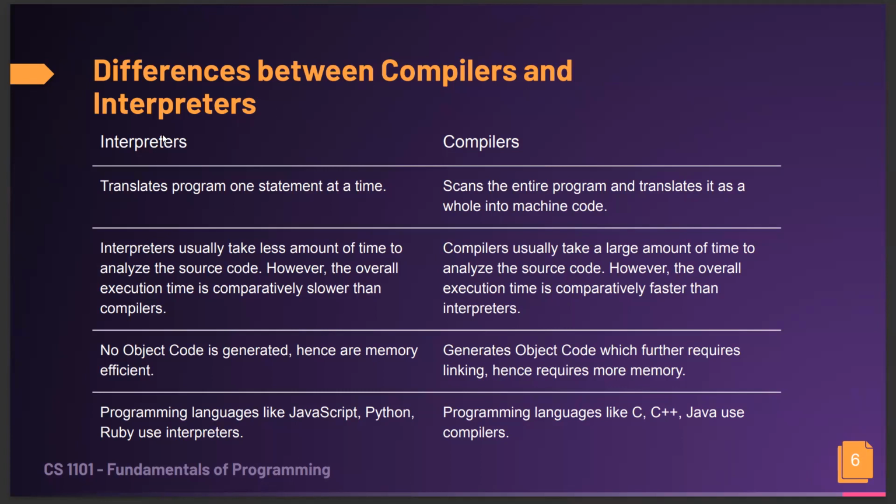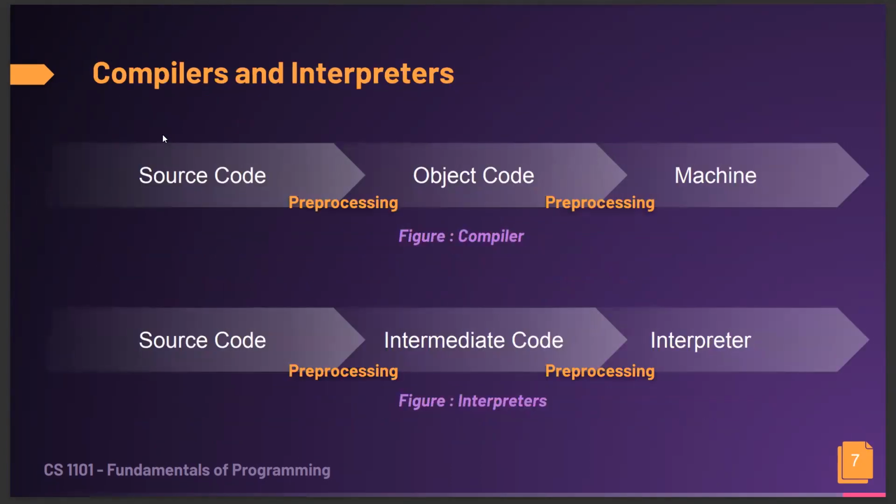Interpreters are more memory efficient since object code is not generated, while compilers require more memory since object code is generated. Programming languages like JavaScript, Python, and Ruby use interpreters, while examples of compilers are C, C++, and Java.